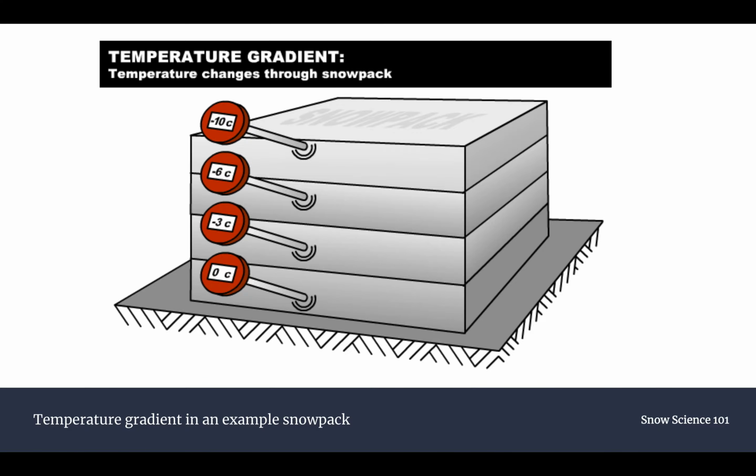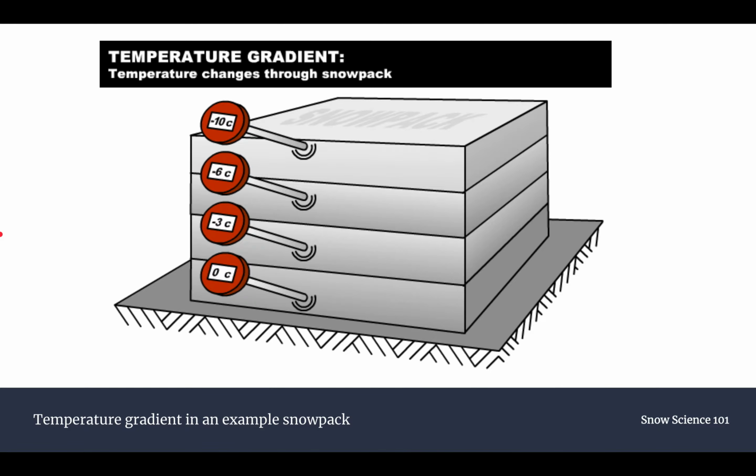So this is a temperature gradient in an example snowpack, and at the bottom you can see that the snow is 0 degrees Celsius, and this is because the ground is insulated throughout the entire season by the snowpack, so it stays at a fairly consistent 0 degree temperature. This can obviously vary a couple degrees, but generally speaking, the ground during the winter will always be 0 degrees Celsius. Then at the top here we have this negative 10 degrees Celsius.